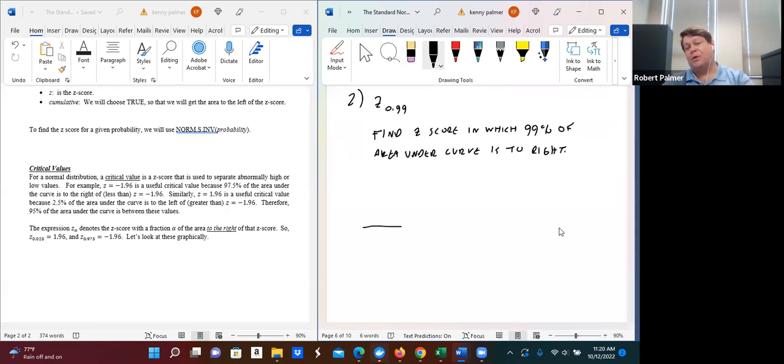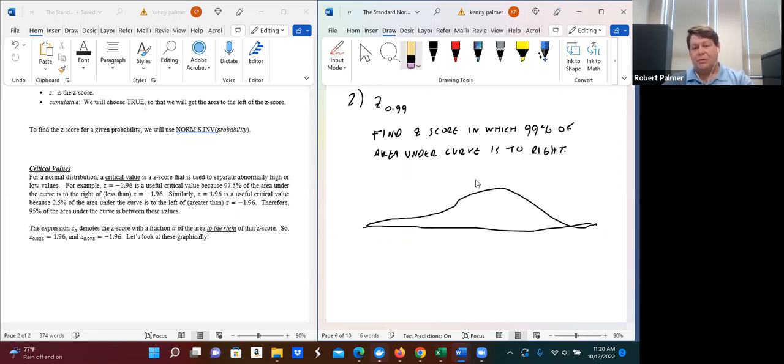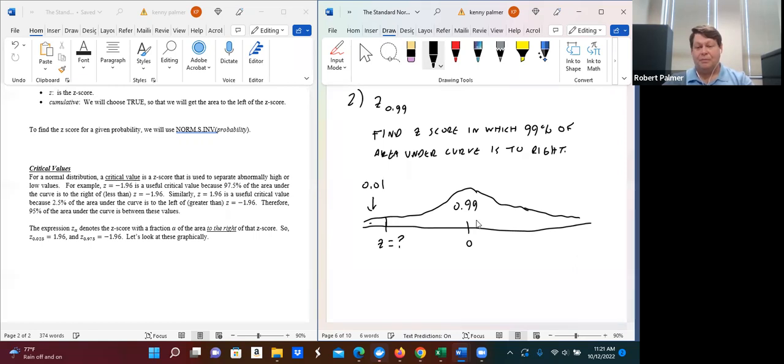So let's once again draw this. Always draw a picture, as that will help you make sure you understand what it is you're talking about. We get the idea. So here is 0. Now, 99% to the right, what that means is we're over here somewhere. On this side we have 0.99, 99%, and this little section right here is only 1%. So I want to find this z.